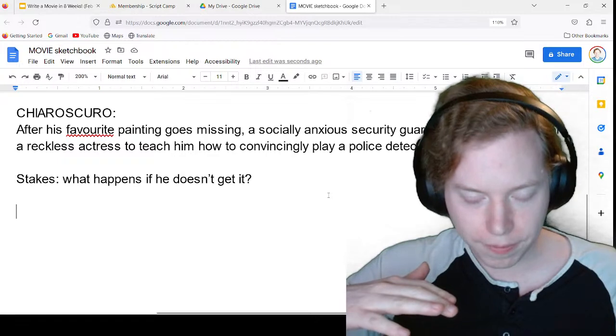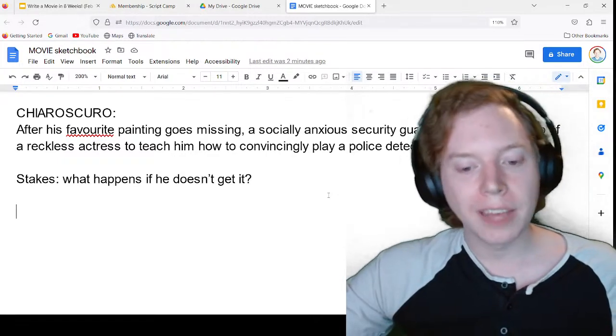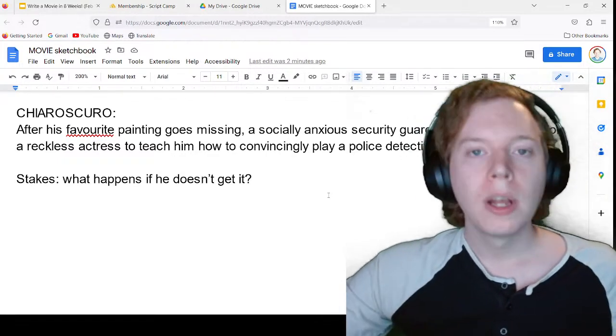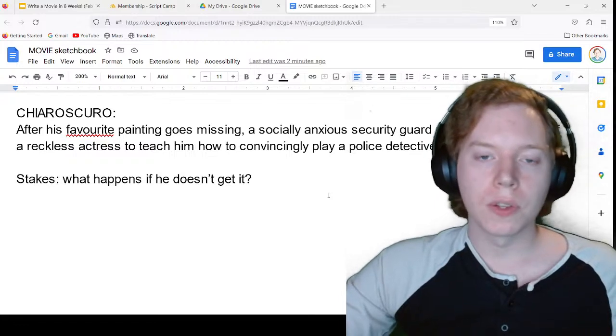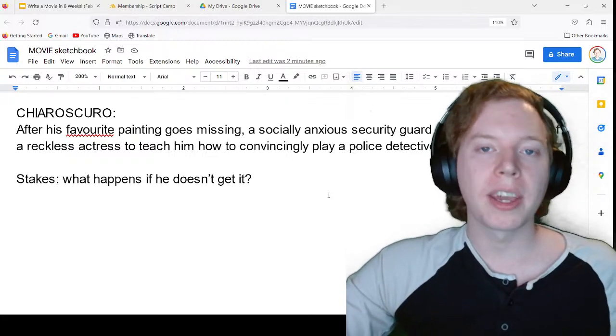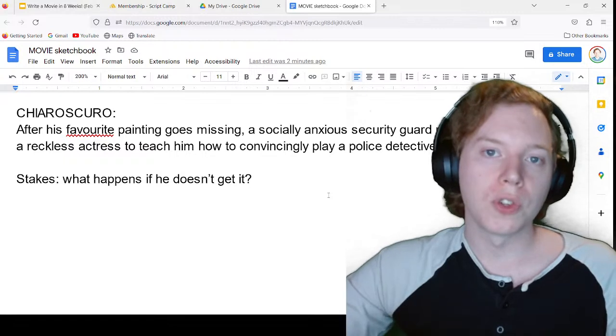Just if he's going to get his job back, that's one thing. If he's going to clear his name and avoid getting in trouble, that's another easy stake to include. So just make it clear why the character is invested in this and where the urgency is coming from.